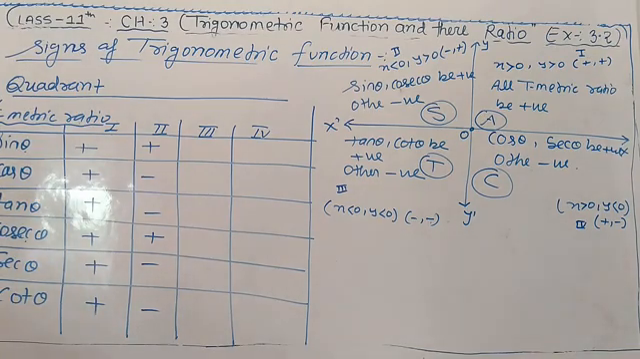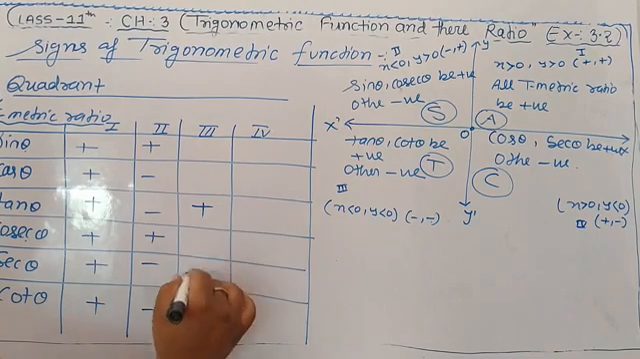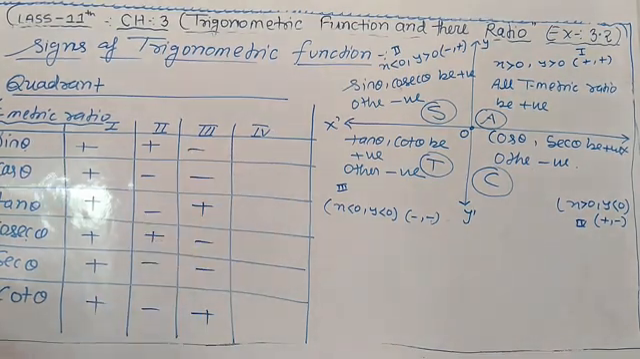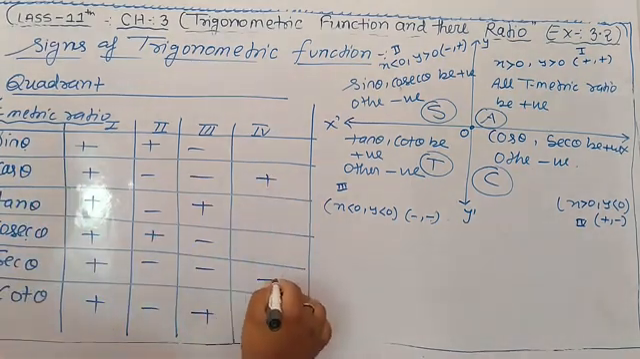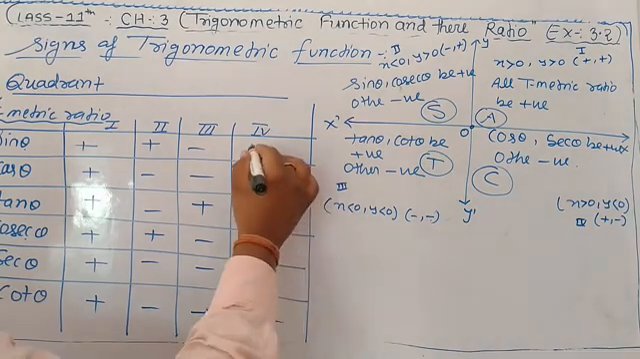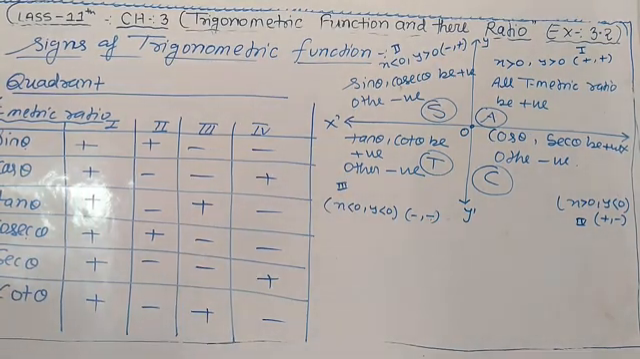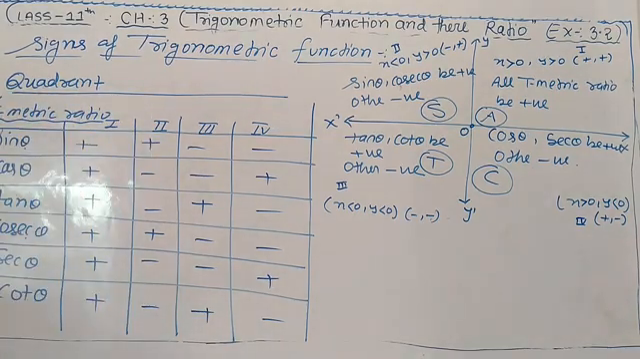Third quadrant, student, tan and cot theta will be positive, other negative. Fourth quadrant, student, cos and sec theta positive, other negative. So this is very important, student. Write the relation of the quadrant and trigonometric ratio.